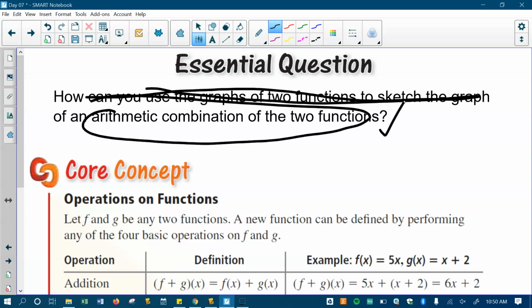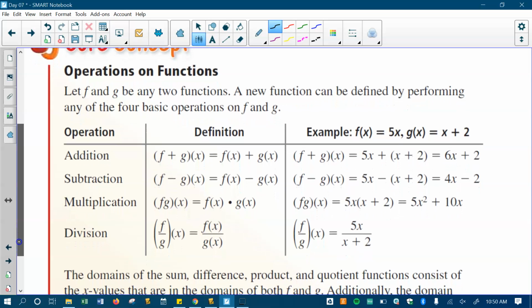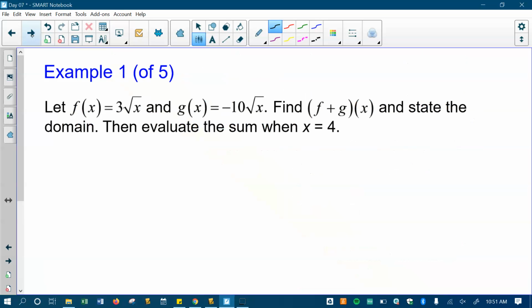If you're not sure what that means, we're going to add two things together, subtract two things together, multiply two things together, and divide two things. We also are going to ask you to look at the domains for each one of these, which we can verify with the calculator. So let's go ahead and take care of these problems. I have 5 problems lined up for you, and let's get going.